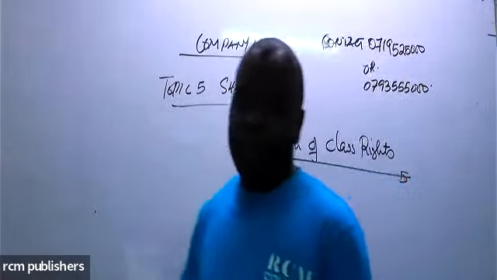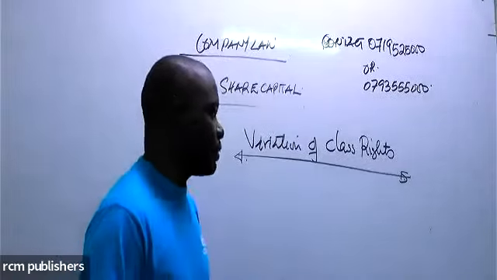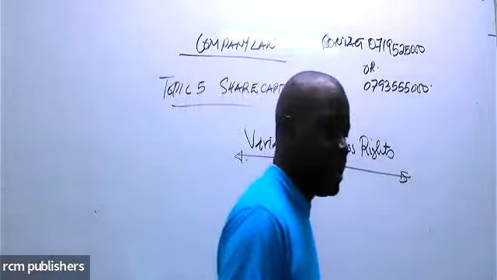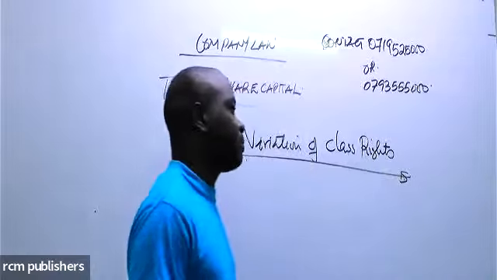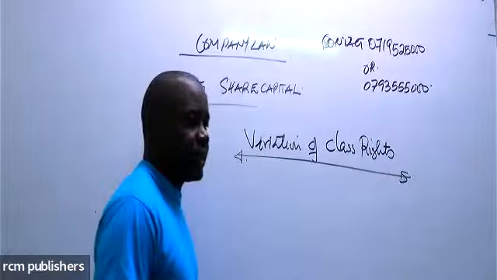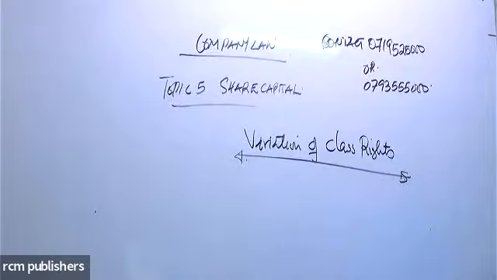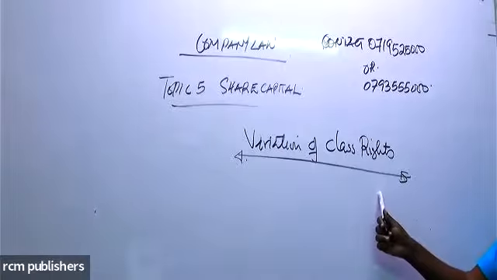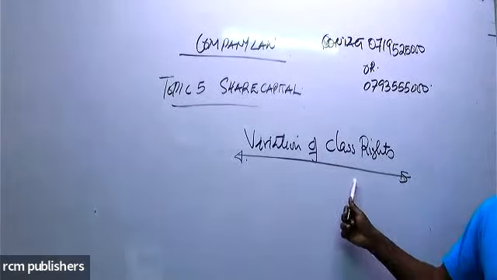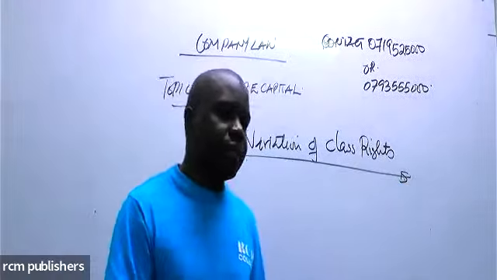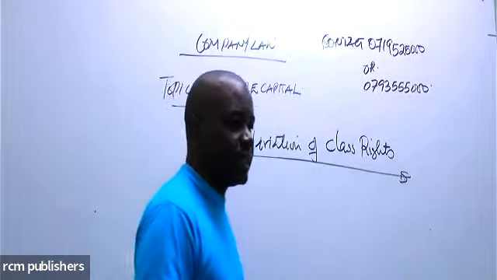Sometimes these rights can actually be varied. The company wants to vary the rights of a class of shares. The company can proceed and agree to vary the class rights, but the members of that class of shares will have to approve of it.